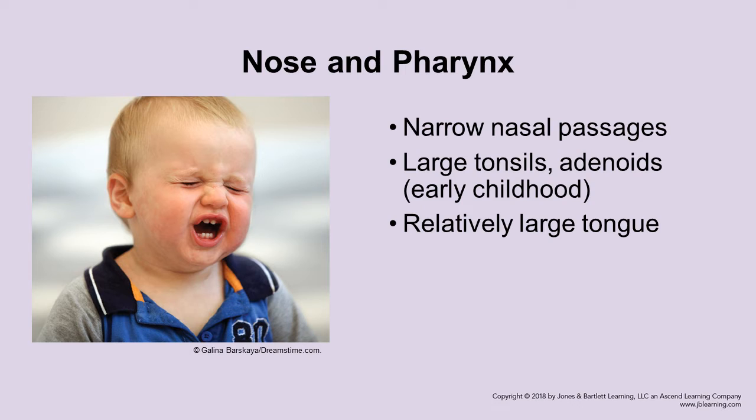Additionally, children have relatively larger tonsils and adenoids in their early childhood ages, and so that can cause some degree of airway obstruction in children with respiratory distress.